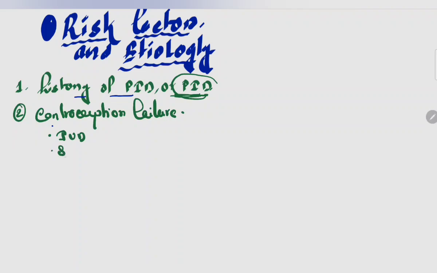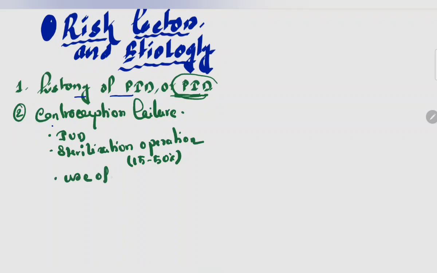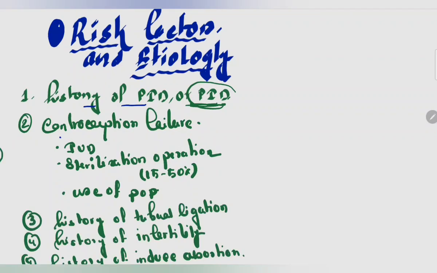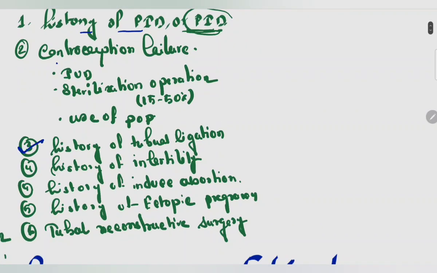Next, sterilization operation. After a sterilization operation, if pregnancy occurs, there is a 15 to 50% chance of it being an ectopic pregnancy. This is due to sterilization failure. Next, use of the progesterone only pill. Use of the progesterone only pill increases the chance of tubal pregnancy. Other causes are history of tubal ligation, history of infertility, history of induced abortion, history of ectopic pregnancy, and also tubal reconstructive surgery.